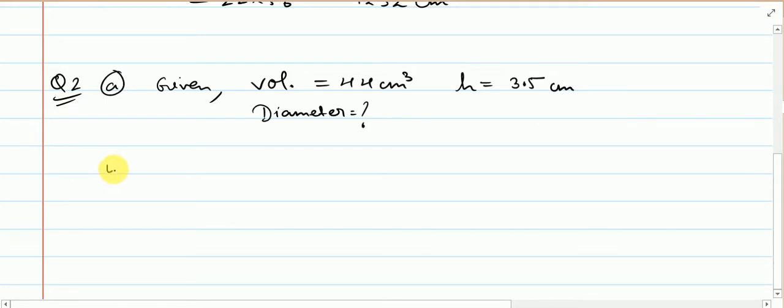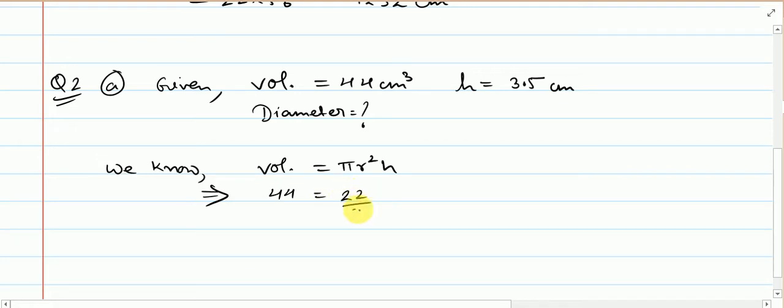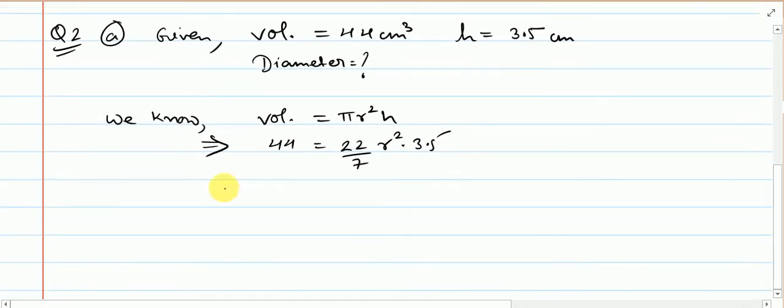So we know volume will be equal to pi r square h. Volume is already given to us, so I can write 44. For pi I can write 22 by 7. Radius I don't know, leave it. And for height I can write 3.5. Okay. Now we have to make r as subject.